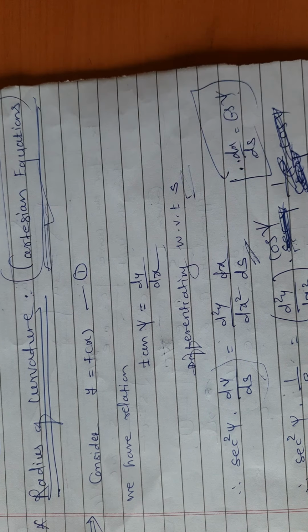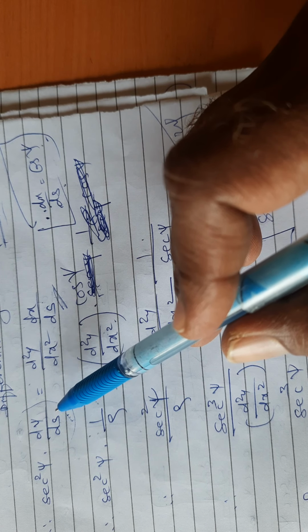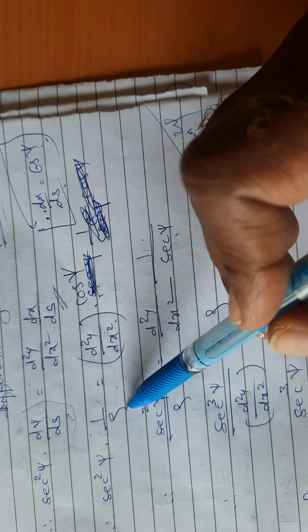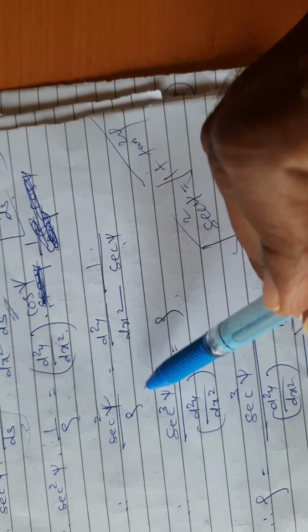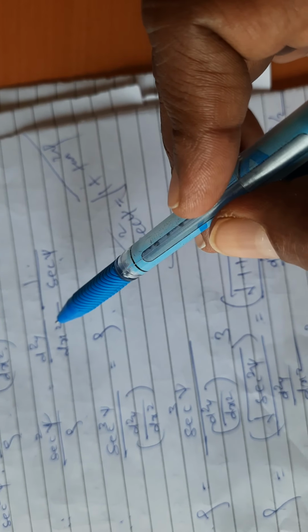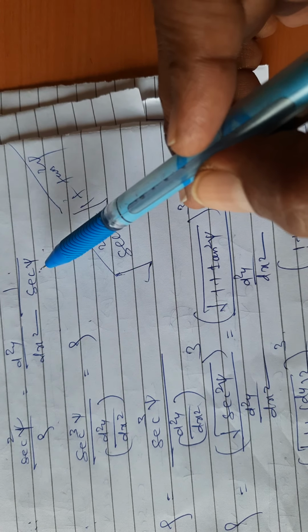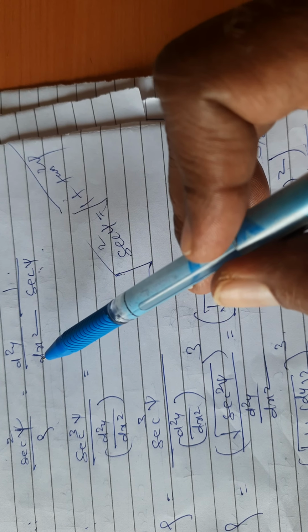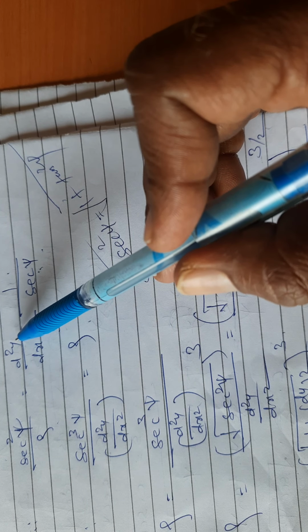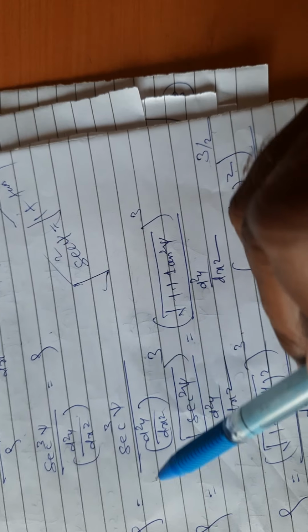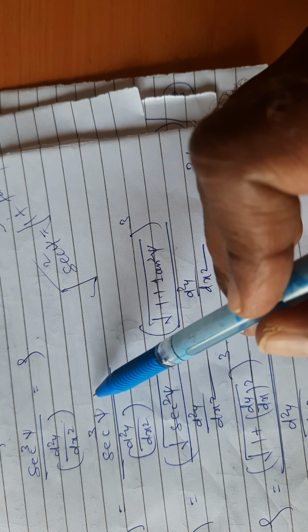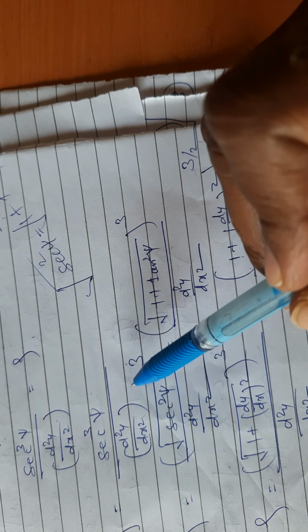But dx by ds is cos psi. Put here dx by ds is cos psi. This is the second derivative of y with respect to x. This is d psi upon ds, that is 1 upon rho, sec square psi upon rho, second order derivative of y with respect to x and 1 upon sec psi. हा sec psi LHSला शिफ्ट केला, sec cube psi divided by d square y upon dx square equal to rho, that is the radius of curvature is sec cube psi upon d square y dx square.